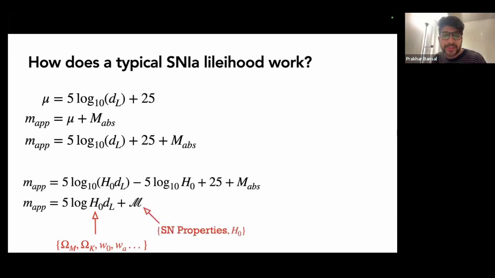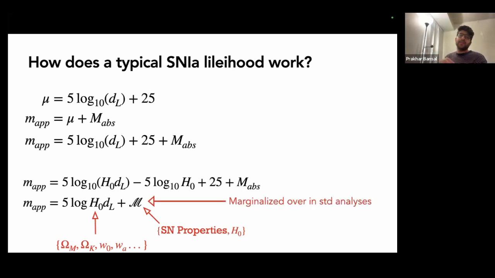And then the other term, the script M, has two key ingredients. One is supernovae properties, which I'm using as a proxy for all the absolute magnitude dependence, and then H0 as well. So in a typical analysis, when you hear that supernovae are being combined with, for example, DESI or other data sets, what they do, in order to not worry about Hubble tension, is marginalize over this whole parameter. In some sense, we are being agnostic about the absolute calibration of supernovae, and we are just concerning ourselves with the shape of the Hubble diagram, which is in this term.